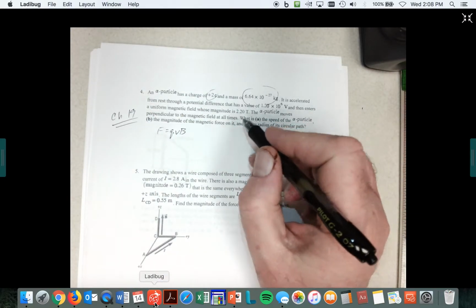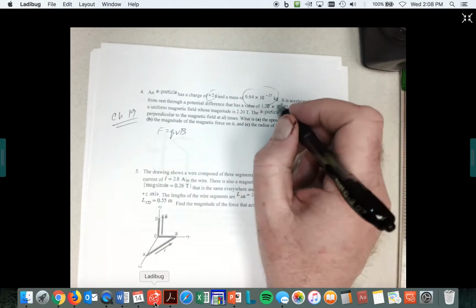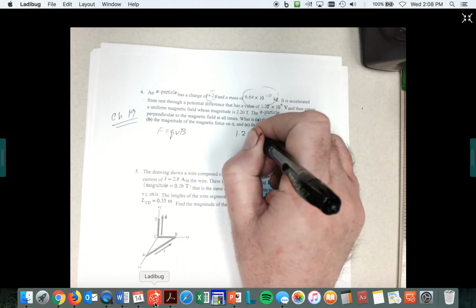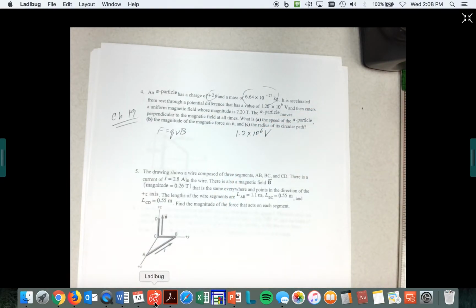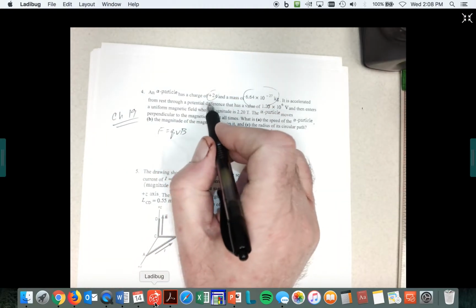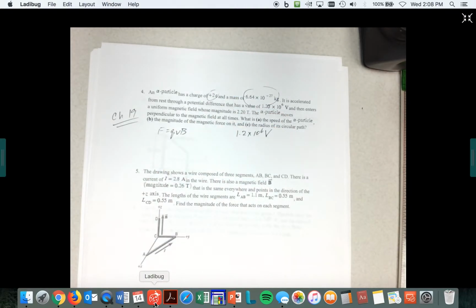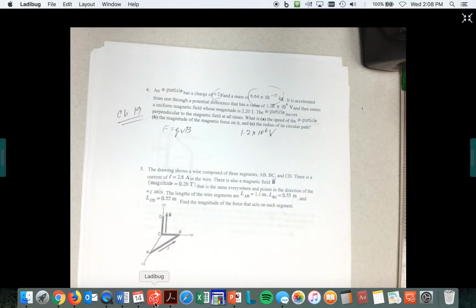It is accelerated through a potential difference of 1.2 times 10 to the 6 volts. And it's got a charge of 2e. So actually the energy of this thing is 2.4 mega electron volts. That's the energy. But what do we remember?